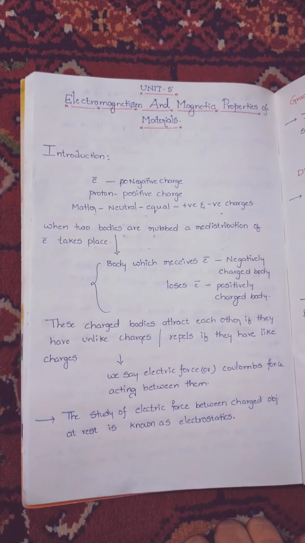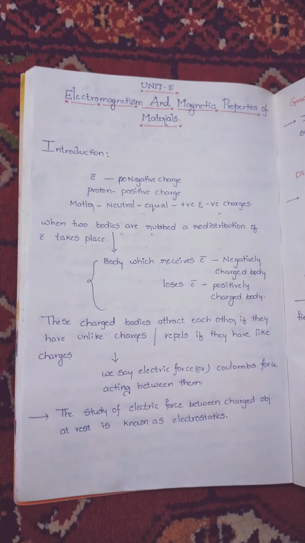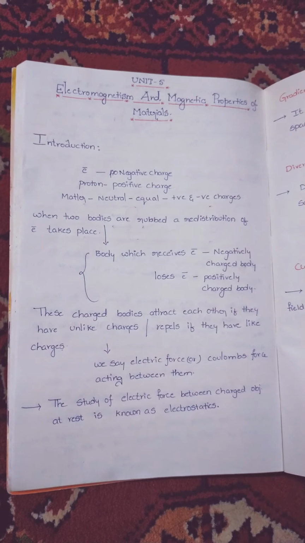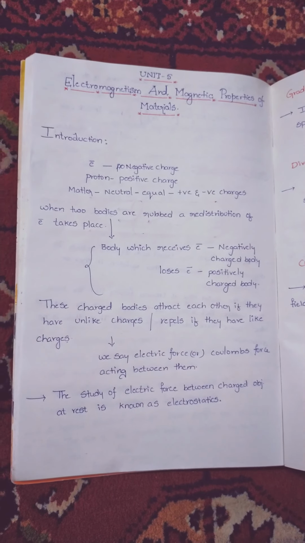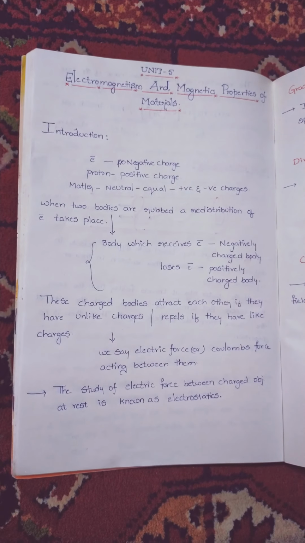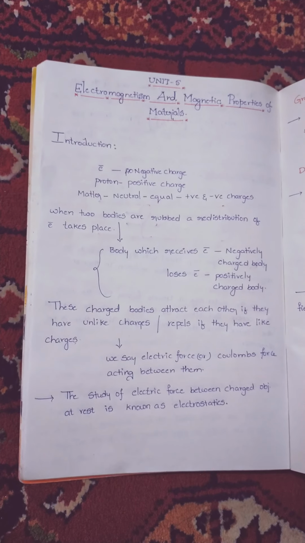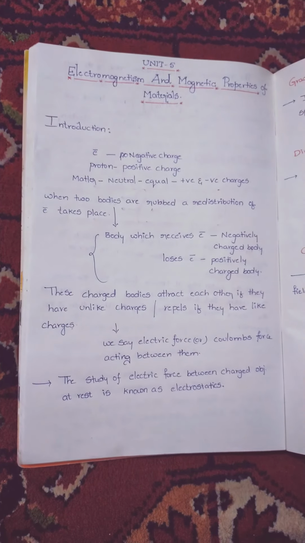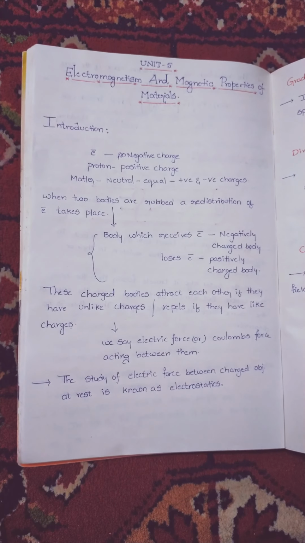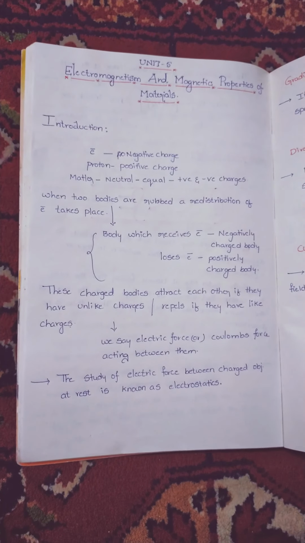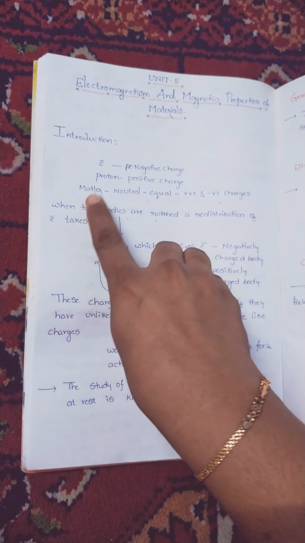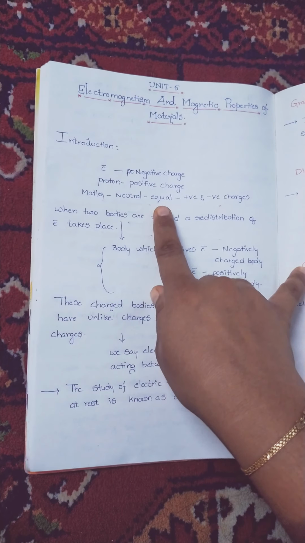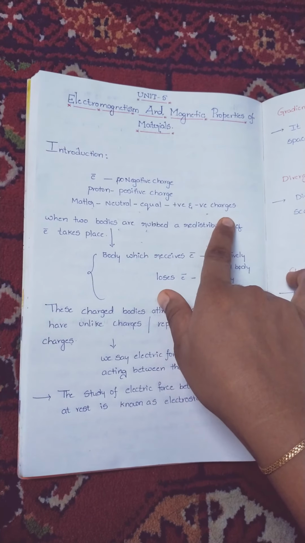Everyone, today we'll start with Unit 5, Electromagnetism and Magnetic Properties of Materials. Introduction. We all know that an electron has a negative charge and a proton has a positive charge. So, in the neutral state, matter has equal positive and negative charges.